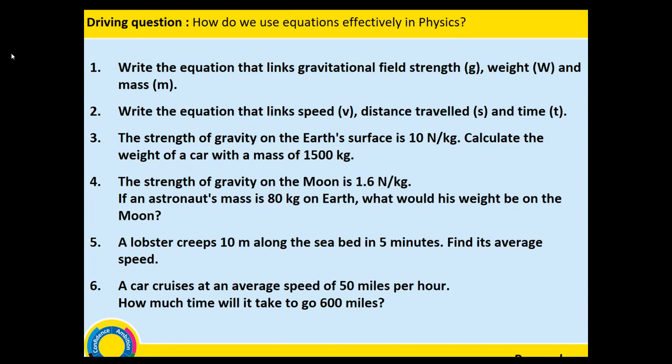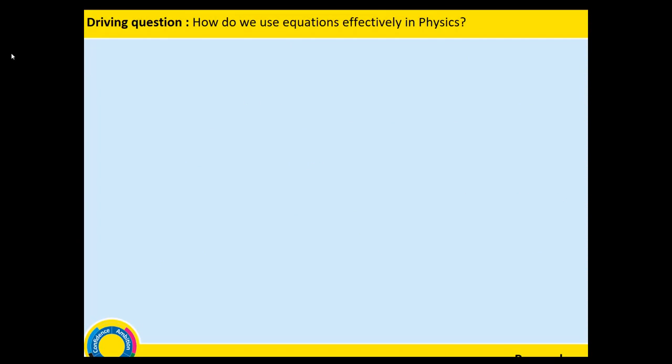Good. Hope you've tried out the starter questions. Now let's look at them together and answer them. The first question says, write the equation that links gravitational field strength, g, weight, W, and mass, m. And that equation is W equals mg. You could have written the word equation, weight equals mass times gravitational field strength. That as well will be correct.